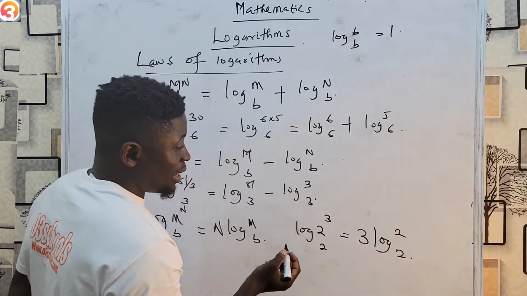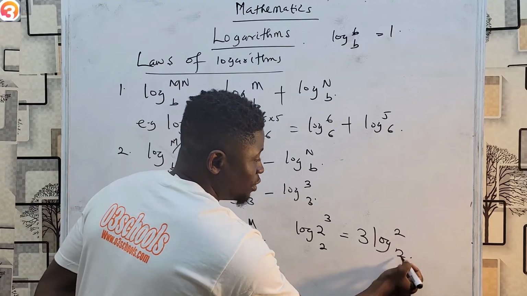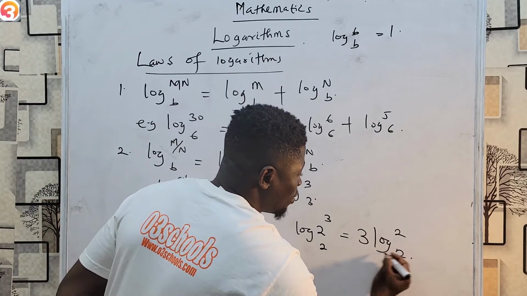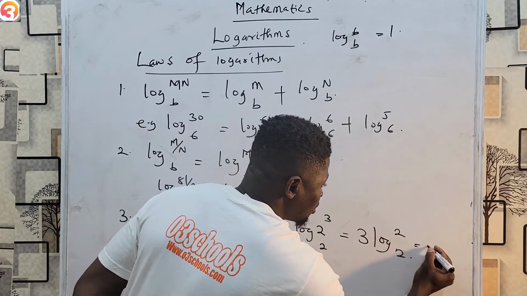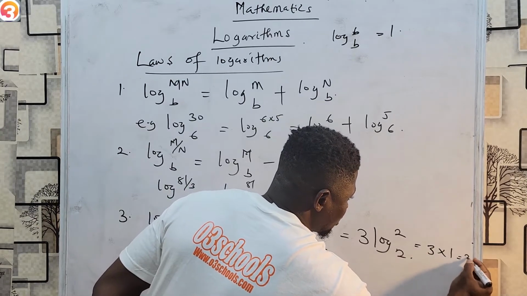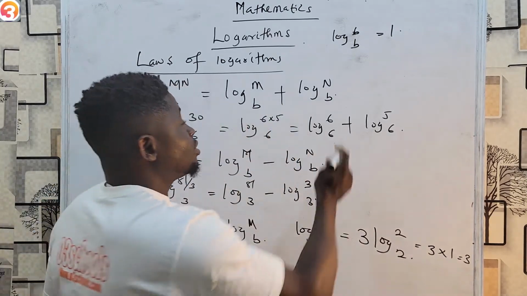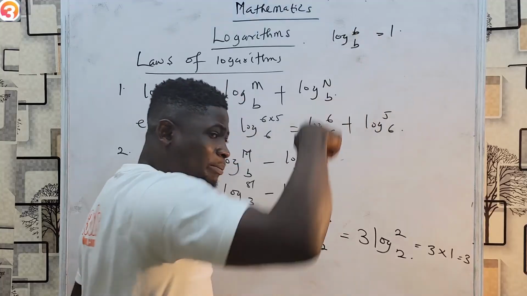For example, here we have 3 log 2 base 2. Log 2 base 2 is 1, so this solution will be equal to 3 times 1, which is 3. As simple as ABC. So logarithm of a number to the same base is 1.